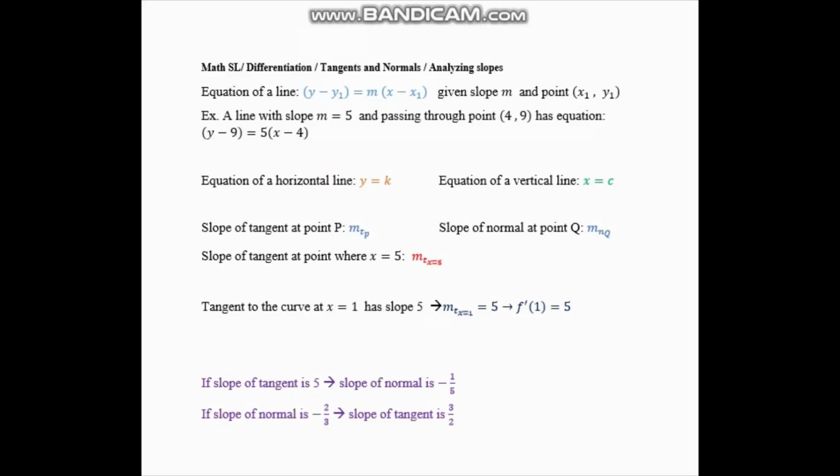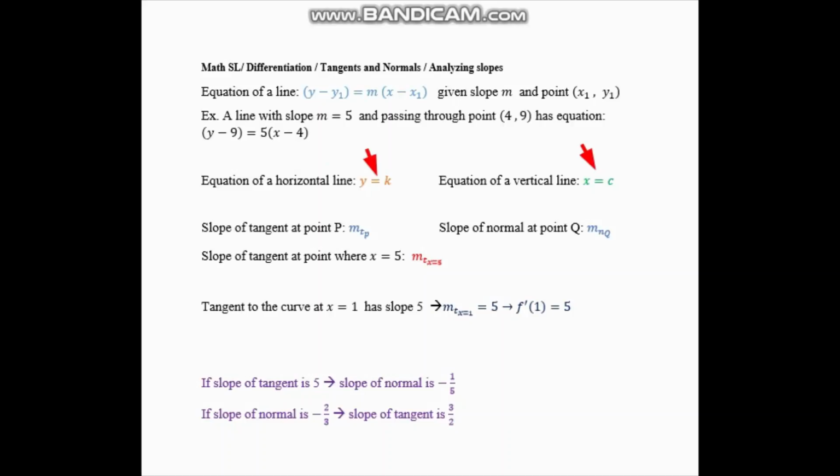Some special lines have special equations. So a normal line has an equation in y and x. However, a horizontal line has the equation y equals k, where k is a constant. So examples of horizontal lines are y equals 1, y equals 2, y equals 5, y equals -6. These are all examples of equations of horizontal lines. Similarly, equations of vertical lines are of the form x equals c, such as x equals 1, x equals 0, x equals -5. These are all equations of vertical lines.